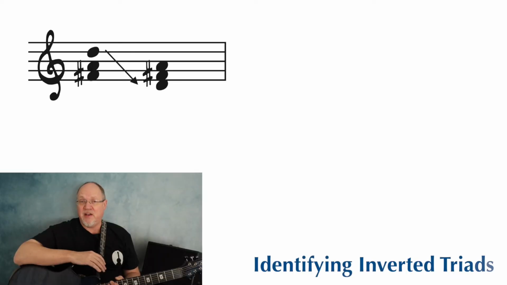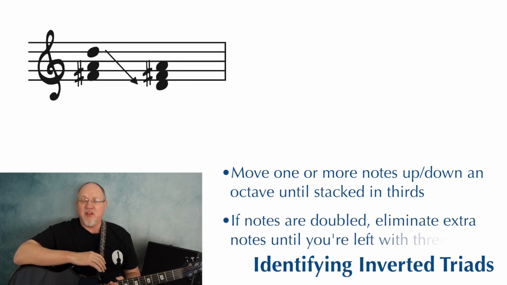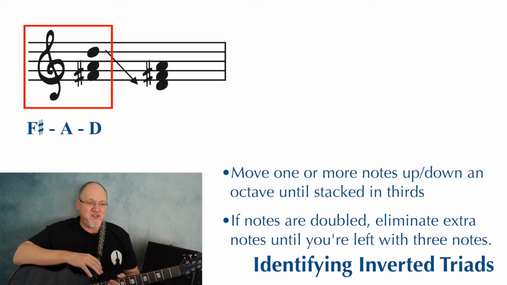To identify an inverted triad and figure out which note is the root, which is the third, and which is the fifth, move some of the notes up or down an octave until they're all neatly stacked in thirds within an octave. And if any of the notes are doubled an octave higher, just eliminate the higher notes until you have a three-note triad. From bottom to top, we have an F sharp, an A, and a D.